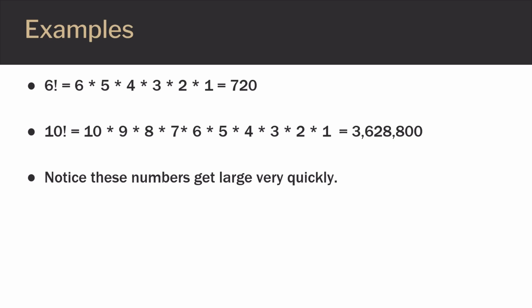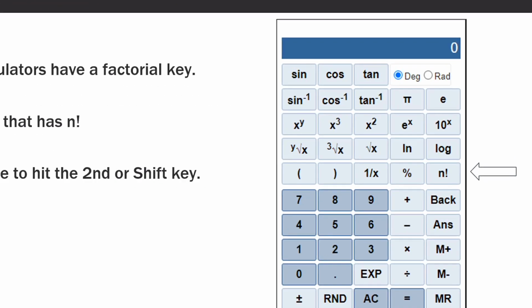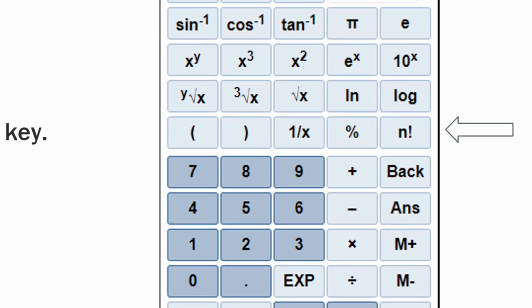Luckily, most scientific calculators have a factorial button on them. If you have a scientific calculator, it probably has a factorial key on it. Look for a key that has n exclamation point. You might have to hit second function or the shift key to find it. In this example, it's located on the far right.